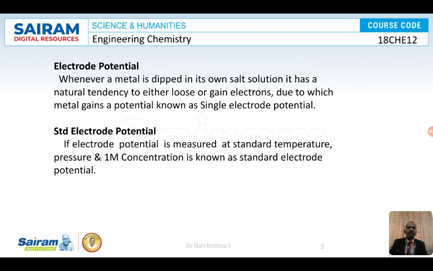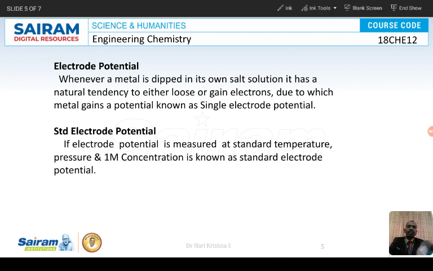Whenever a metal is dipped in its own salt solution, some potential is developed. How is the potential developed? The metal has a natural tendency to either lose electrons or gain electrons. Due to this, the metal gains some potential. This potential is called electrode potential.